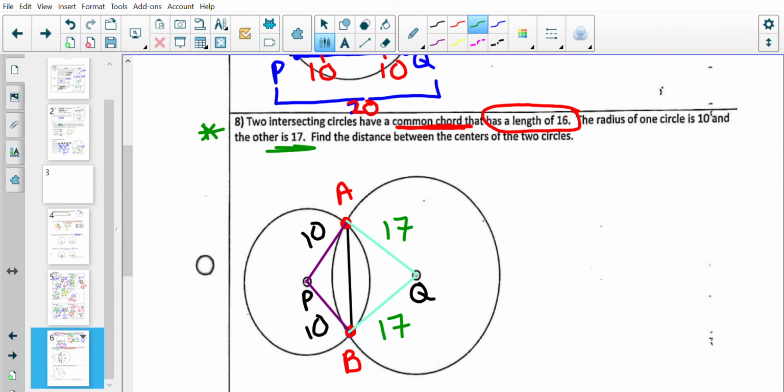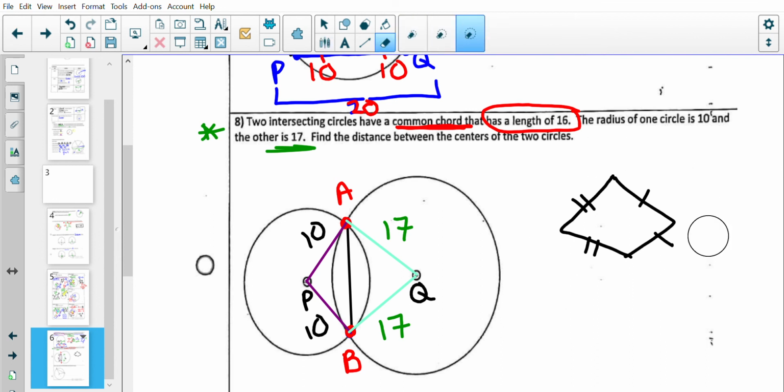Now guys, I don't know if you've realized this, but we have created a kite. Top two sides are congruent, bottom two sides are congruent. That is absolutely a kite. So now we can use all the properties of a kite to help us out.